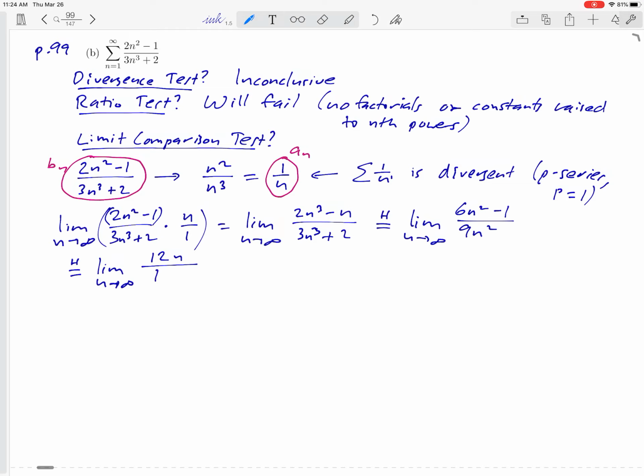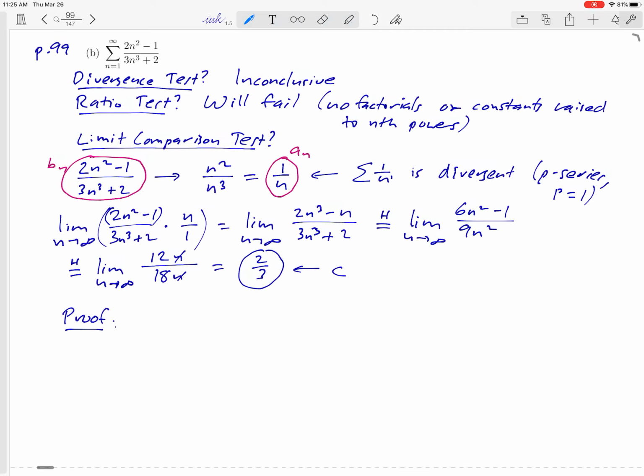But if we do L'Hopital's rule one more time, we're going to get a derivative of 12n on the top and 18n on the bottom. And now the n's cancel. We get 12 over 18, which is just going to be 2/3, it looks like. That result is the number that we call C when we're using the limit comparison test.